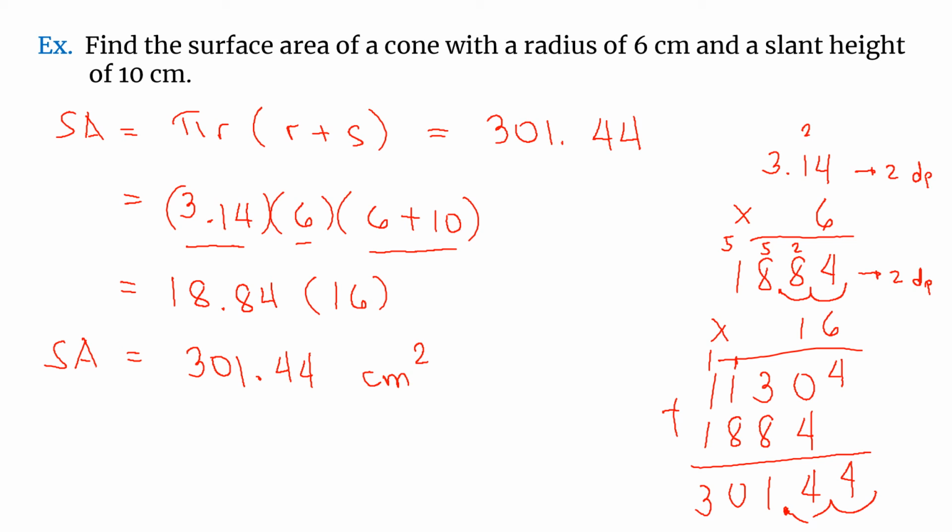Magkatulad, di ba? Kaya sabi natin kanina, either of the two formula, pwede. Kasi nga, yung pi r, dinactor out lang naman dun sa ating formula na pi r squared plus pi r s. So, ikaw na ang bahalang pumili kung alin ang iyong gagamitin.